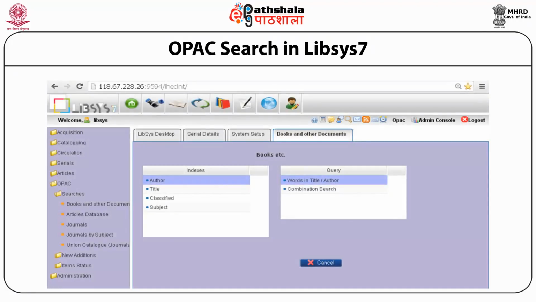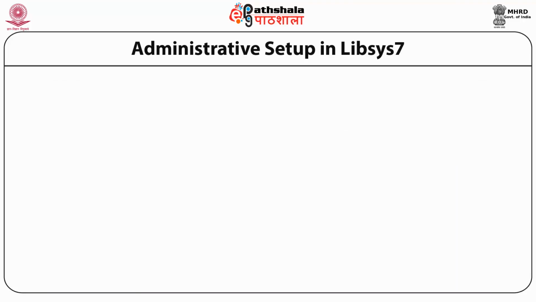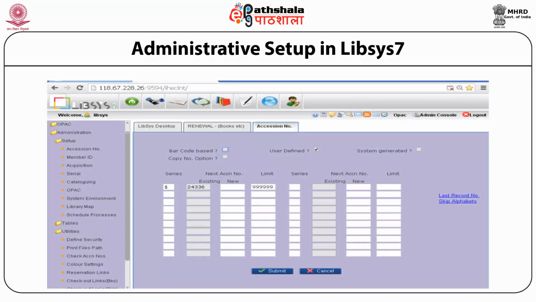The screen shows the LIPSIS 7 OPAC page with books and other document search options. The left side of the menu shows the OPAC module. This screen shows the LIPSIS 7 administration page with the accession number option. The left side of the menu is shown for the administration module.